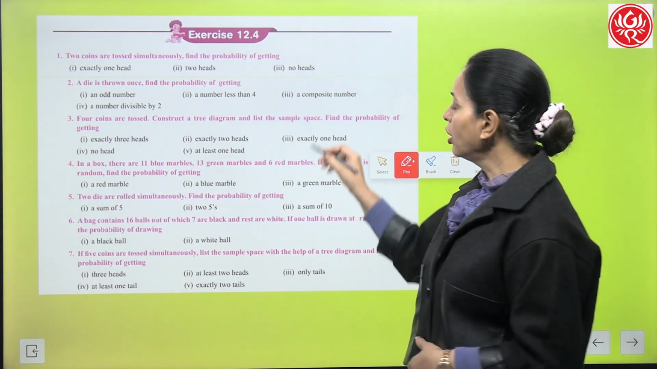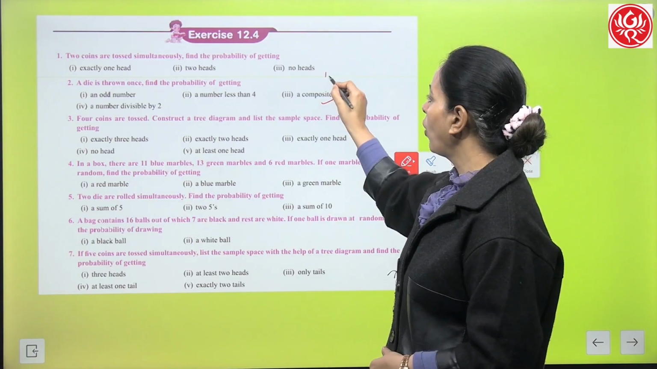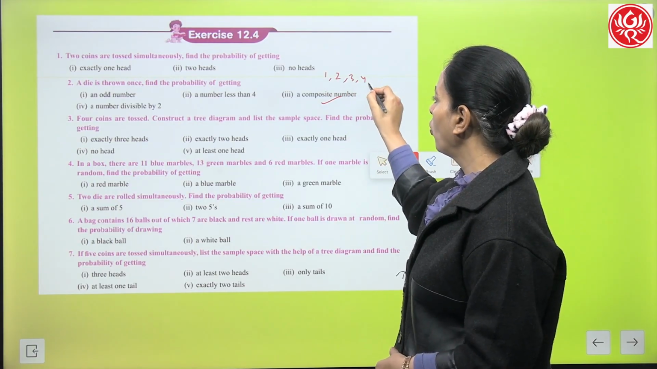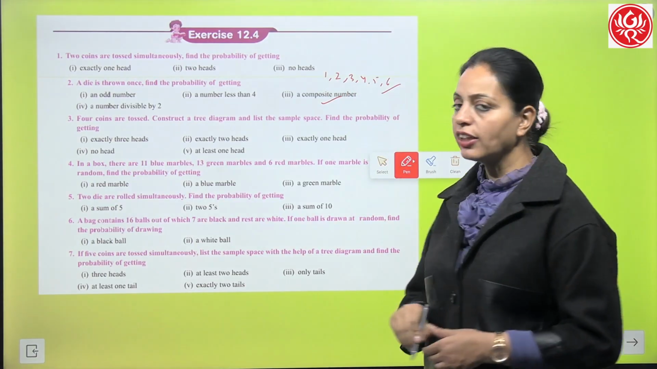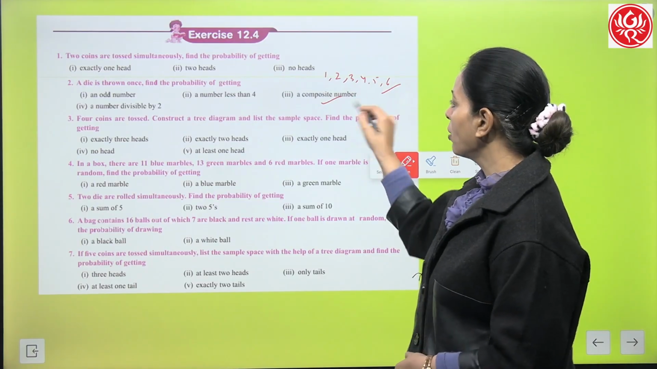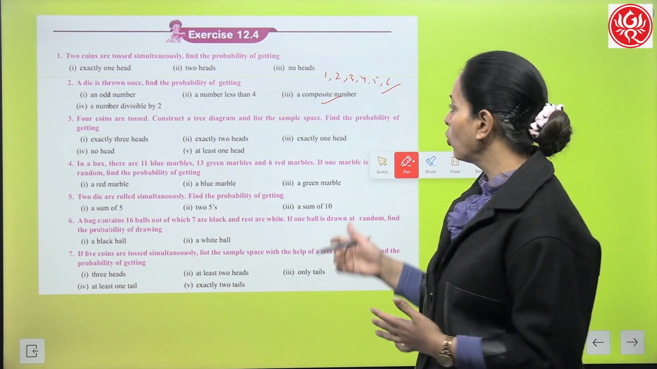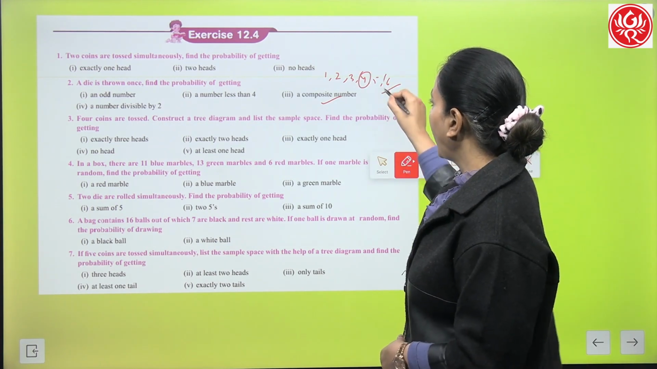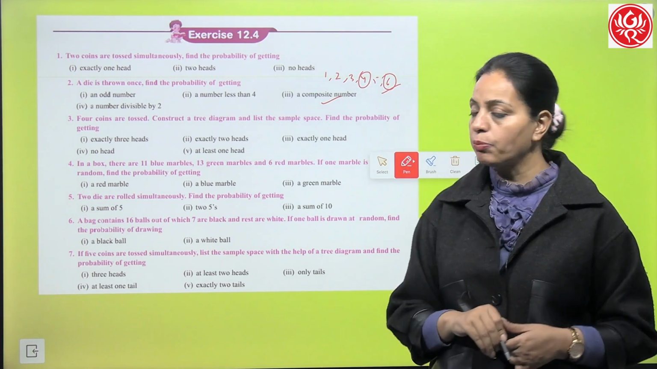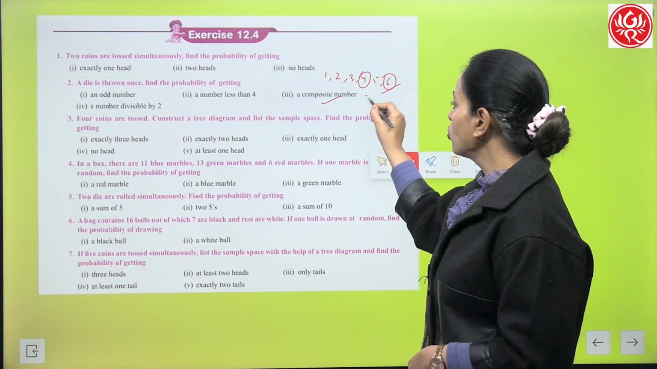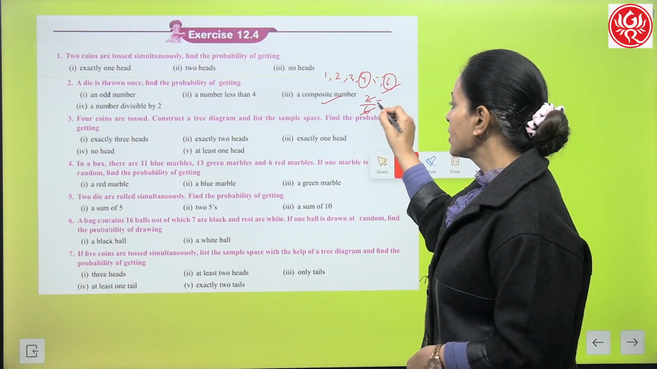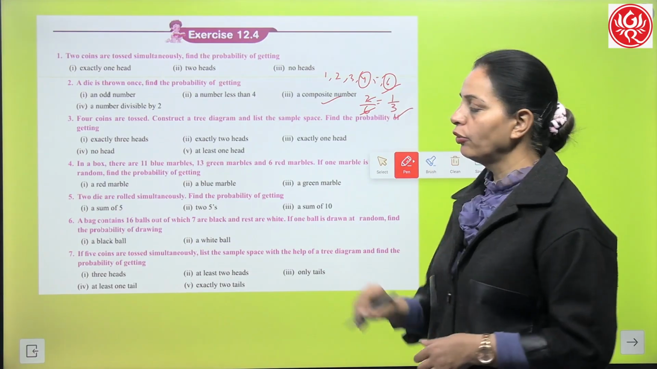Okay. The third one, a composite number. You know 1, 2, 3, 4, 5, 6. These are the possible outcomes. So which are composite numbers? Which are divisible by any other number also, like 4 and 6. 2 numbers are composite numbers here. So 2 out of 6. So answer is 1 by 3.